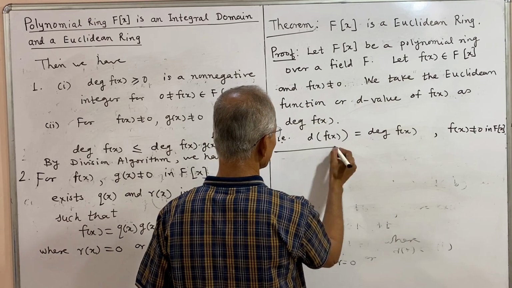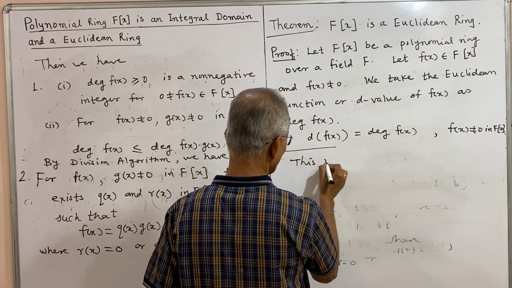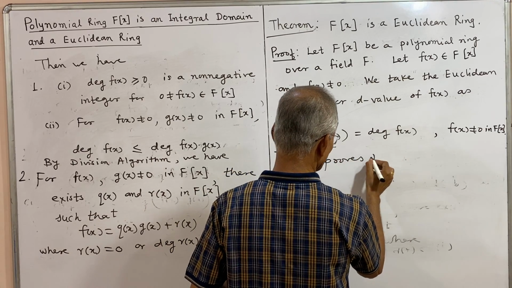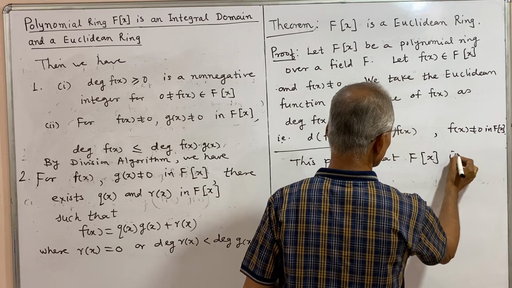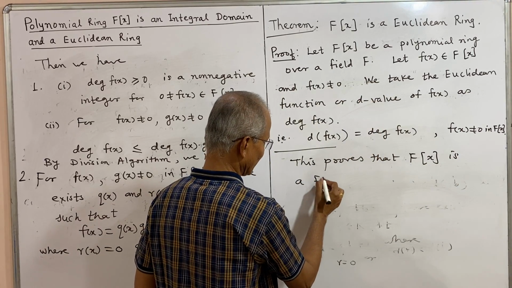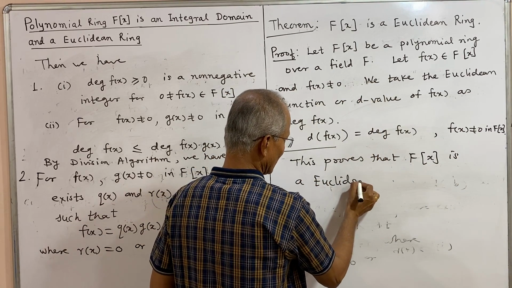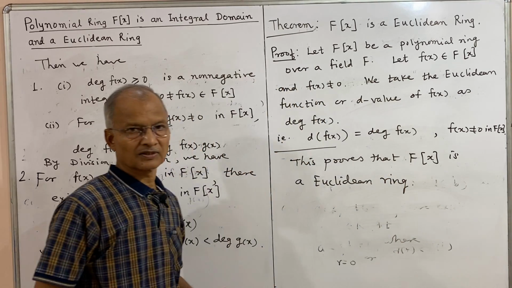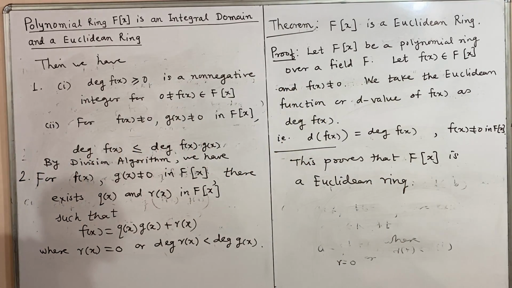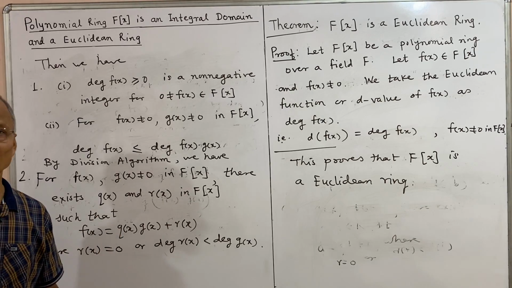So this proves that this F[x] is a Euclidean ring. Thus we have proved two results in this lecture. First is F[x] is an integral domain, and second is that it is a Euclidean ring, by using the definition of Euclidean ring. I hope you will understand this.